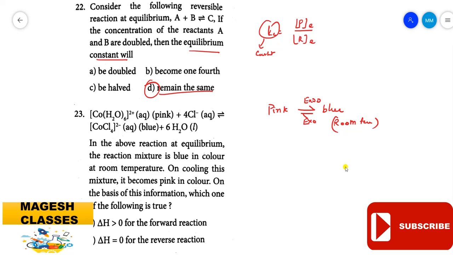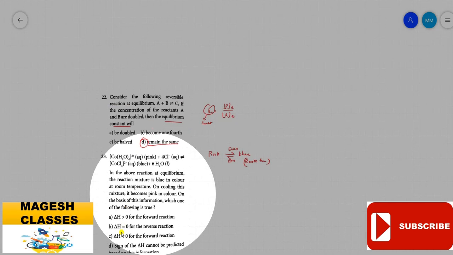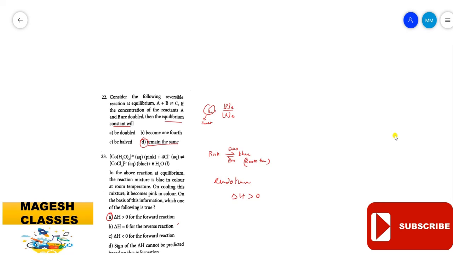So at room temperature it is blue in color. When the temperature is reduced, it will be pink in color. On the basis of the information, which one of the following is true? The first case, A: delta H is greater than 0, for the forward reaction. It depends upon the delta H value whether it is exothermic or endothermic. The forward reaction is endothermic, so delta H is positive, greater than 0. The option delta H equal to 0 is not the answer, and delta H negative is an exothermic reaction. Here it is endothermic. So our answer is A.